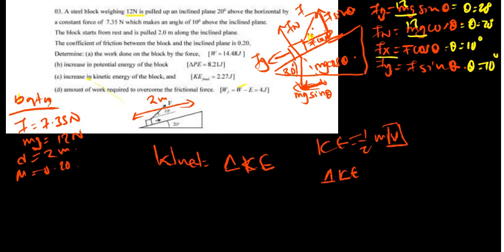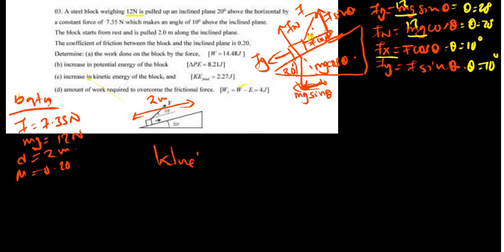Yes, I thought maybe it's part C. Okay, part B is saying increase in potential energy. Okay, let's find this h. How can we find that one? So h, without even thinking, is going to be 2 sine 20, isn't it?